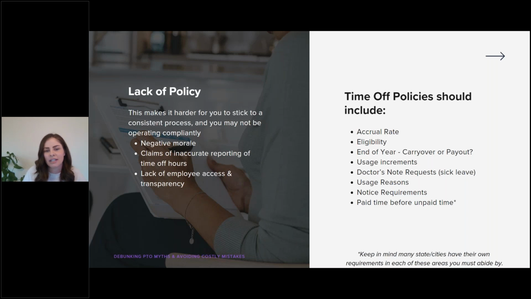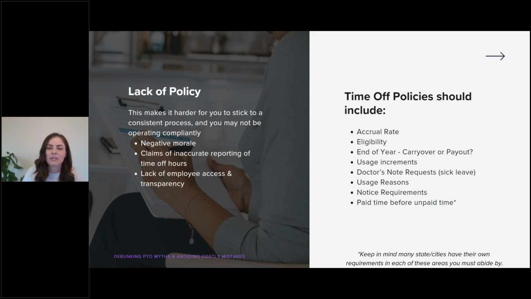The next one is usage increments. Do you want to allow them to use it in 1 hour, 2 hour increments? Do you want them to have to use a full day at a time? You want to make sure that's clearly stated in the policy as well. The next one is doctor's notes. Specifically for sick leave, if they're out for, let's say, 3 or more days, do you want to require a doctor's note? Again, I'm going to sound like a broken record on this, but states do have their own regulations for doctor's notes with sick leave, so just keep that in mind as well. Usage reasons, so can they use PTO however they wish? What can they use sick leave for? Just outlining the reasons that they can use this leave.